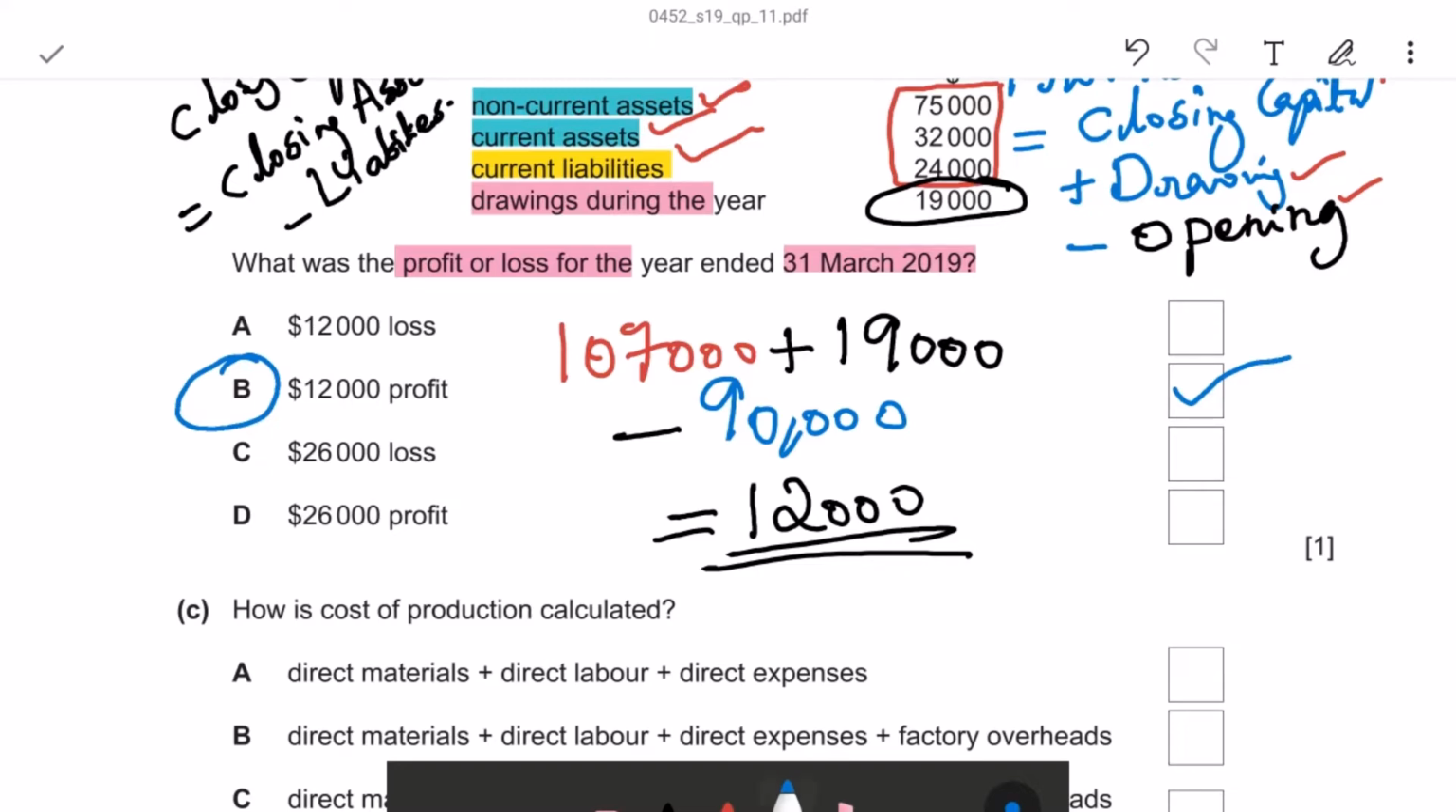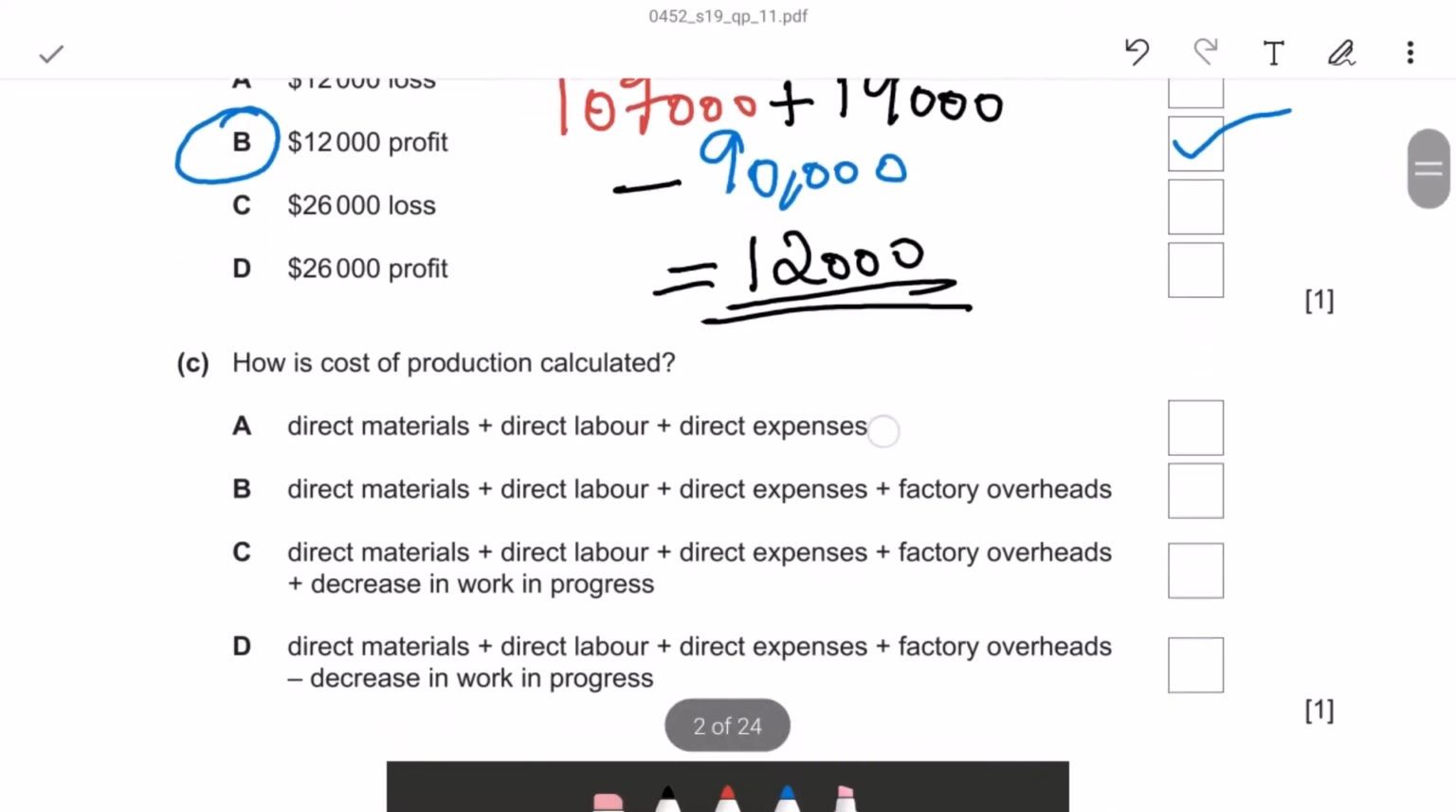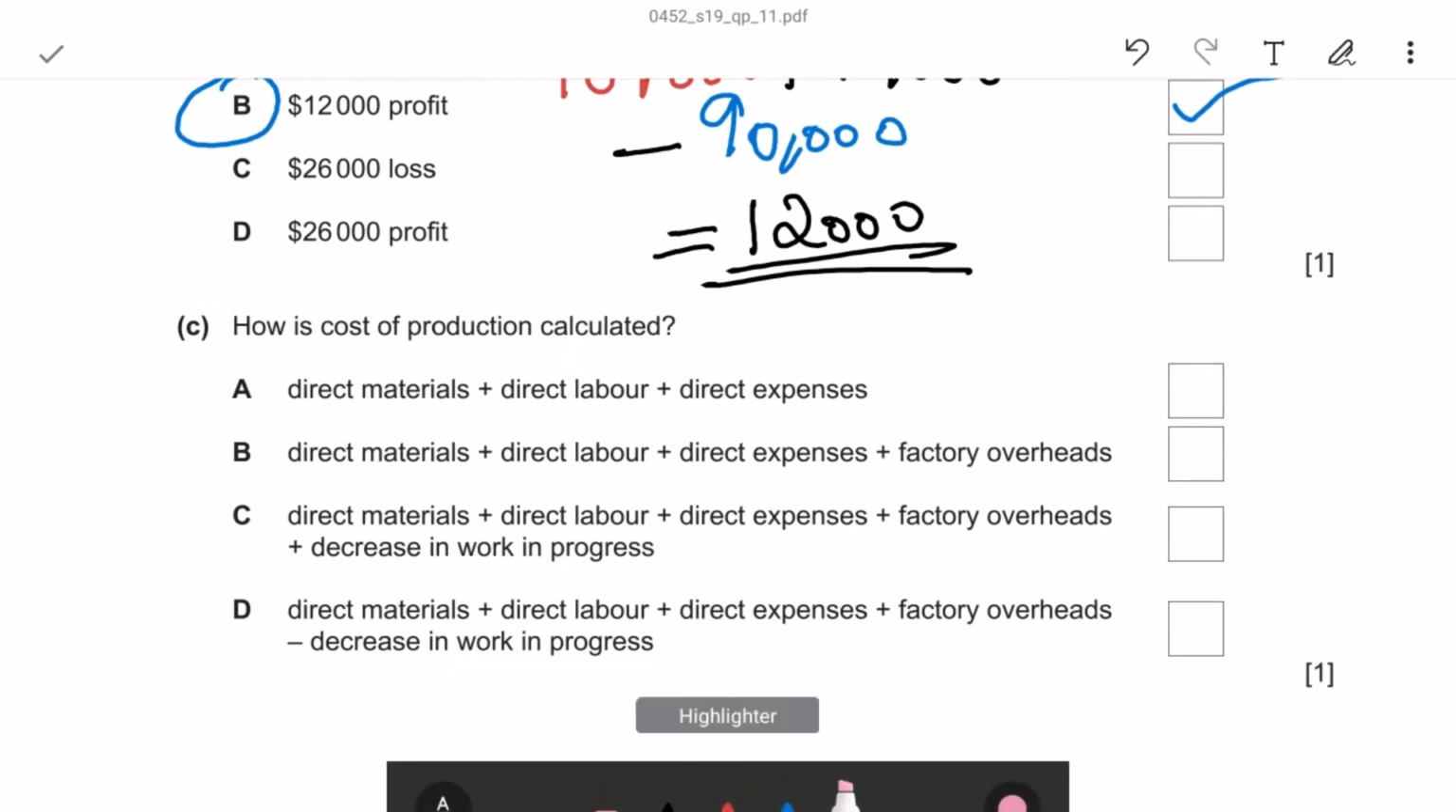Let's move to the next question. How is cost of production calculated? What is the equation to calculate cost of production? All the direct expenses plus indirect expenses in the factory, that is called factory overhead, plus decrease in work in progress or minus increase in work in progress. So let's check. Direct material plus direct labor expense. No, that is not it. They have only given the direct expenses.